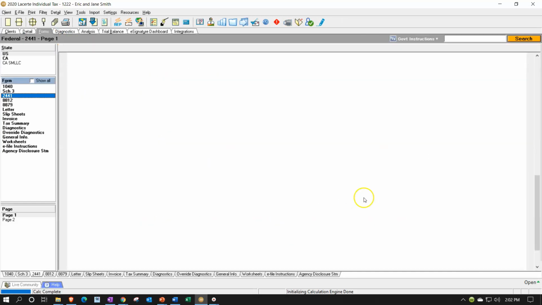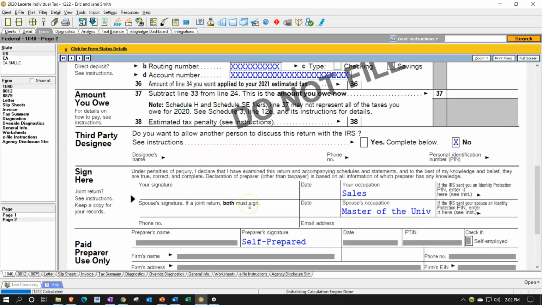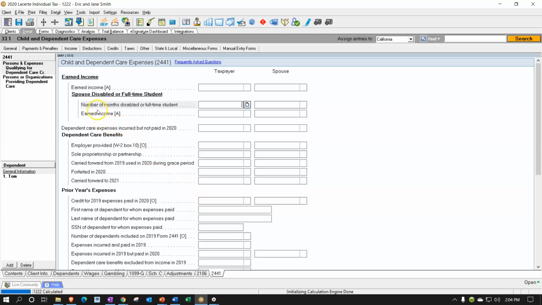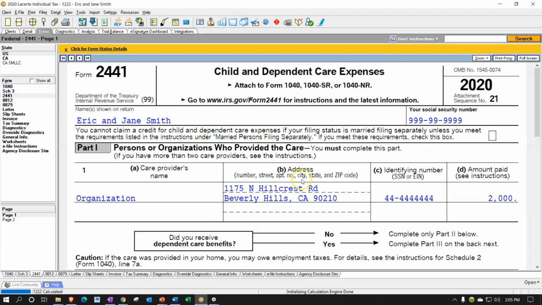I'm going to go back over, and it removes it here, no deduction, because remember the rule is, and this is the tricky component, that you need to have a W-2 or some type of earned income for both spouses, unless some unusual circumstance applies. So for example, if we say the number of months disabled or full-time student for the spouse that doesn't have the income, I'm going to say 12 months. So we'll say 12, and then if I go back over, it should come back. So now it's back. That's the general rule that you have to be careful of.